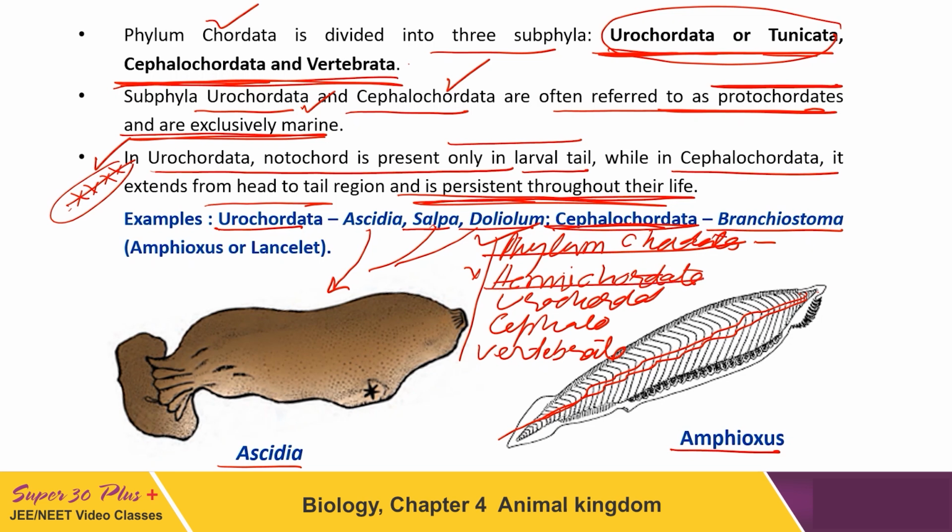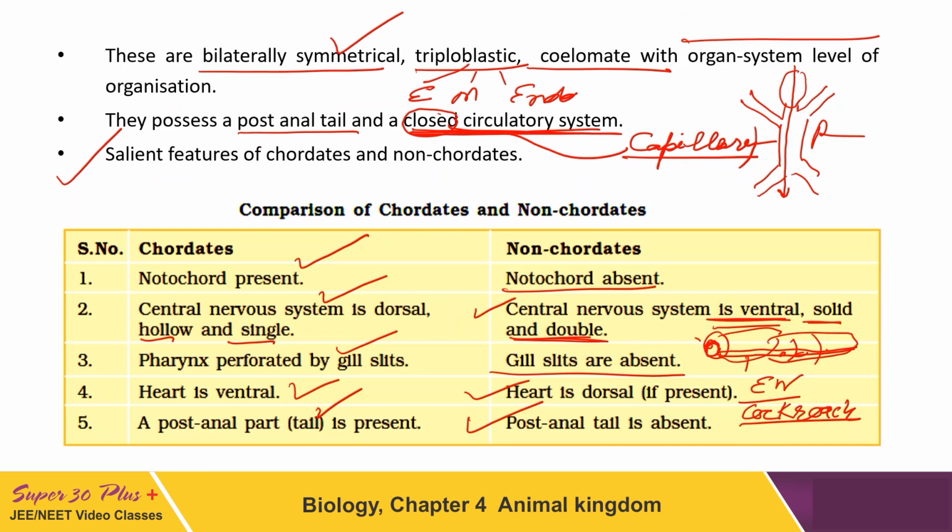Phylum Chordata has Hemichordata, Urochordata, then Cephalochordata, and Vertebrata. Which one is wrong? Yes, this is the wrong statement, because Hemichordata is now not kept in phylum Chordata. Hemichordata is a separate phylum. It is, tell me children, a separate phylum which comes under non-chordata. Is it clear?